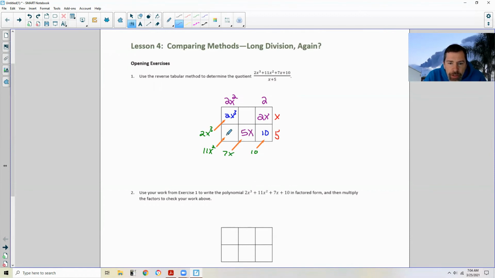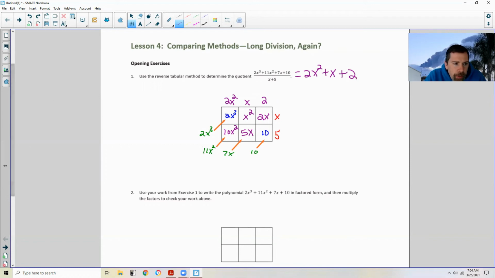And we need an 11x squared here. And we have the 5 times 2x squared will give us 10x squared. So I need 11, I have 10, so this has to be x squared. Okay. All right. So once that's done, I now say, okay, what's x squared divided by x? Well, it's x. What's 5x divided by 5? It's also x. It has to be the same. So we get the answer 2x squared plus x plus 2.